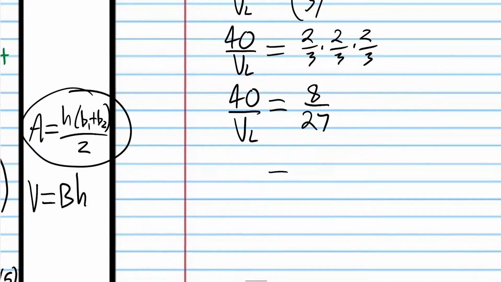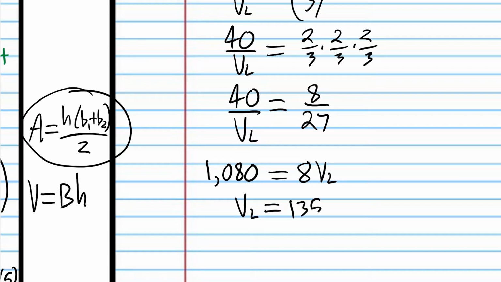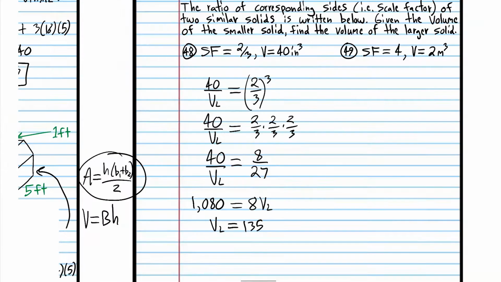So 8 times VL, that would be 8 VL. And then 27 times 40, you can get the calculator out for that. 40 times 27 equals 1080. Then divide both sides by 8, and we get 135. So the volume of the larger solid is 135 cubic inches.